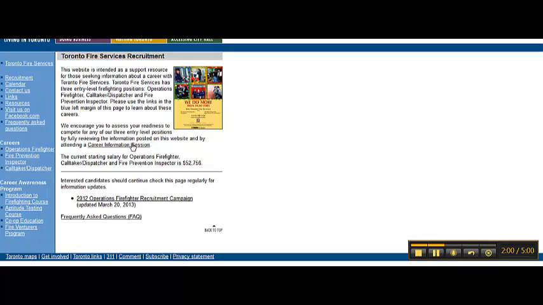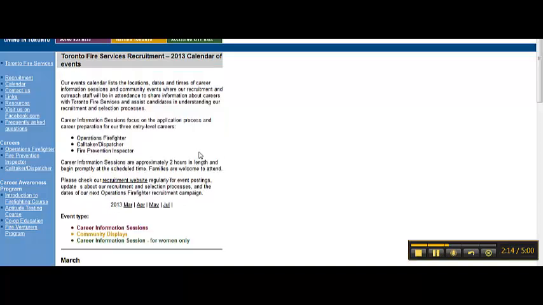Actually, what they do is they have a career information session, and they tell you what the starting salary is for a firefighter, because sometimes salary is the way people screen whether or not they're interested in pursuing that profession, right? So they usually have information sessions. You may notice from time to time they may come to colleges and universities, that kind of thing.